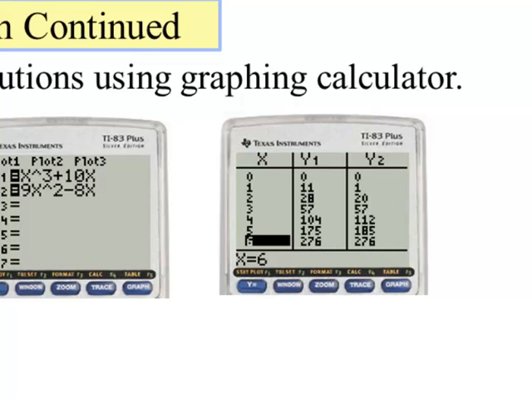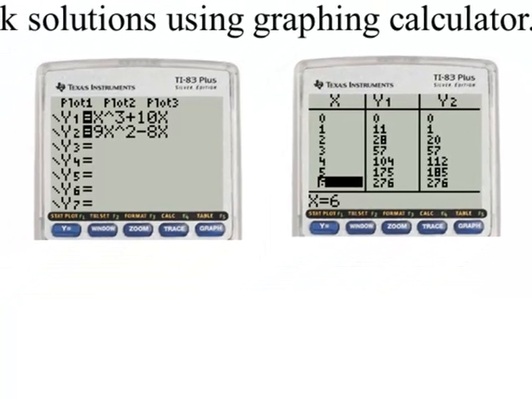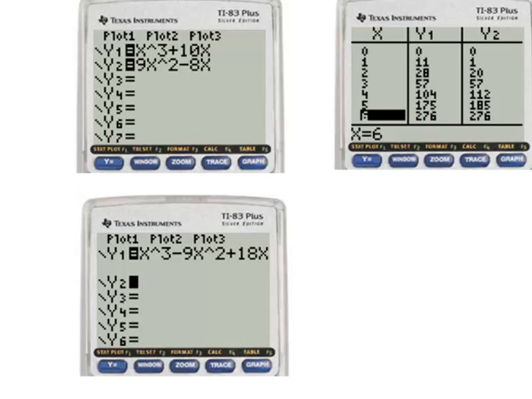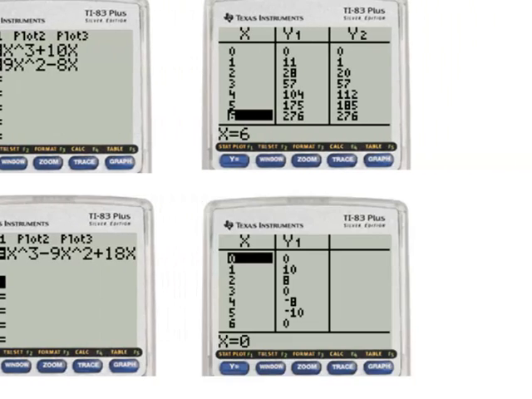So it checks. Another way we can use the graphing calculator is if we type in the trinomial that was equal to 0 in y1 and use the table feature. We want to see where y1 is equal to 0. This happens when x is 0, when x is 3, and when x is 6. So this is another way to verify using the graphing calculator.